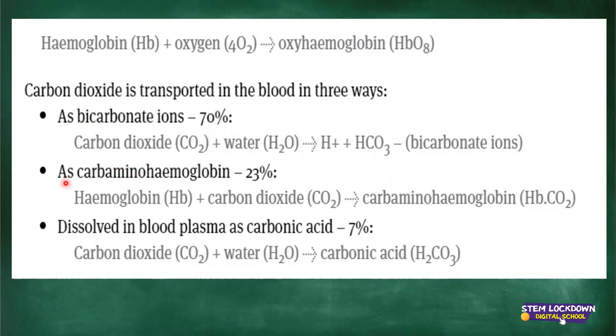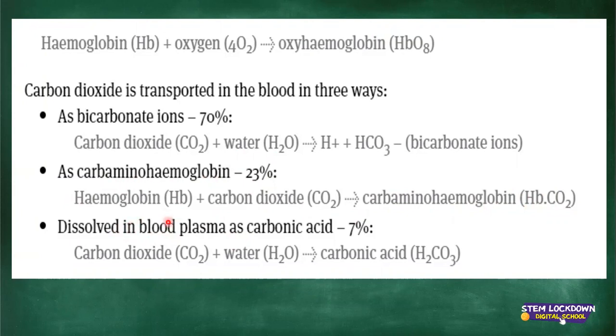Then you also have carbaminohemoglobin. That is 23% of that carbon dioxide. It is hemoglobin plus carbon dioxide. Then that would form the carbaminohemoglobin, which is this formula here.